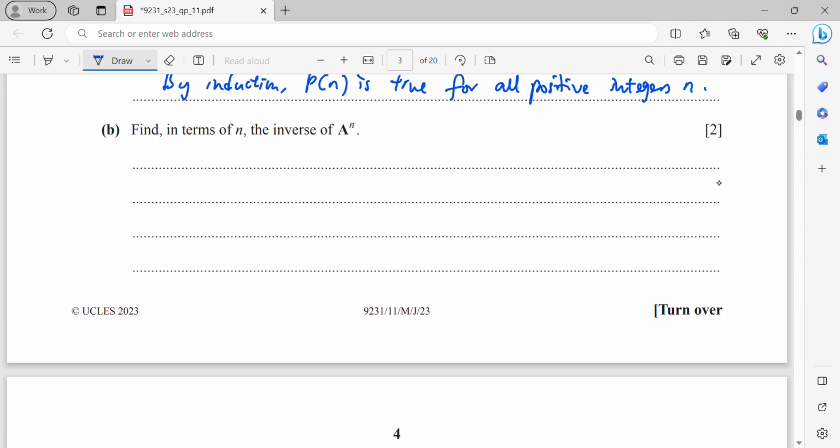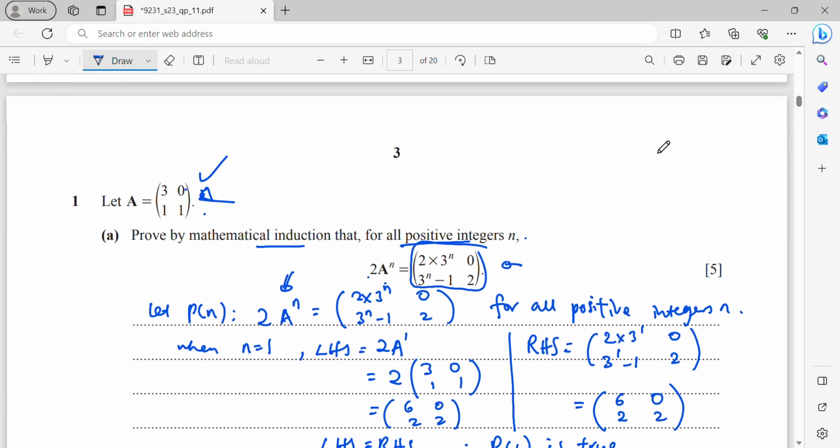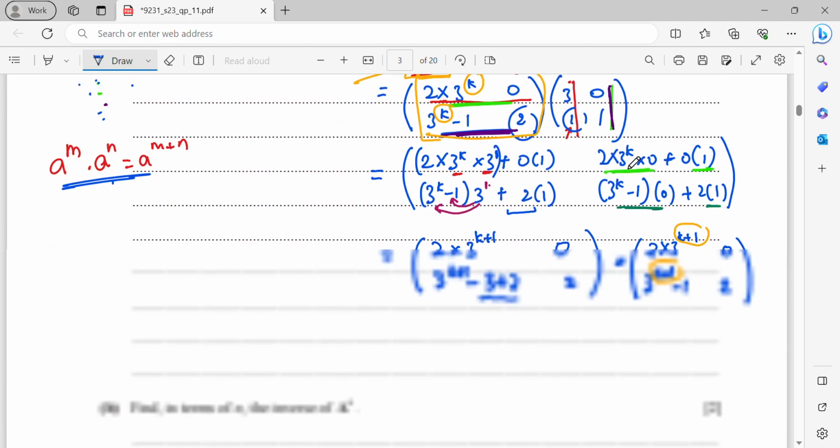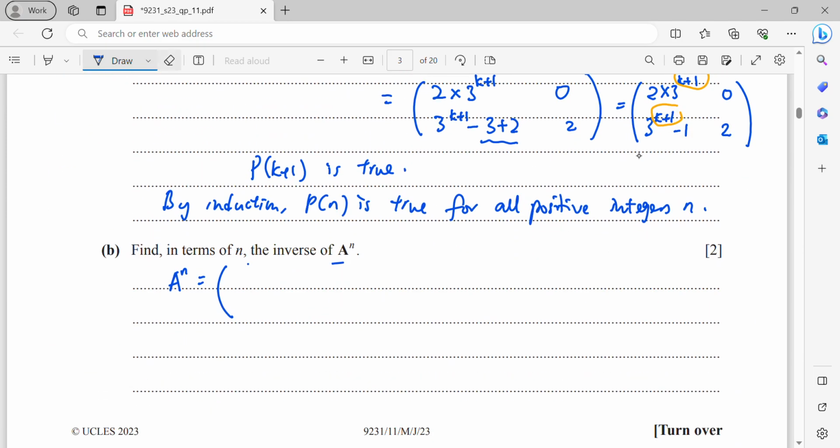Now, part B, find in terms of n the inverse of A to the power of n. So now I will rewrite my A to the power of n. Look at here, you are given 2A to the power of n. So if you need to get A to the power of n, before you get the inverse, you must get this matrix first. This 2 will be moved down and becomes half. So I will write it as half of the given matrix. So the matrix is 2 times 3 power n, 0, 3 power n minus 1 and 2.